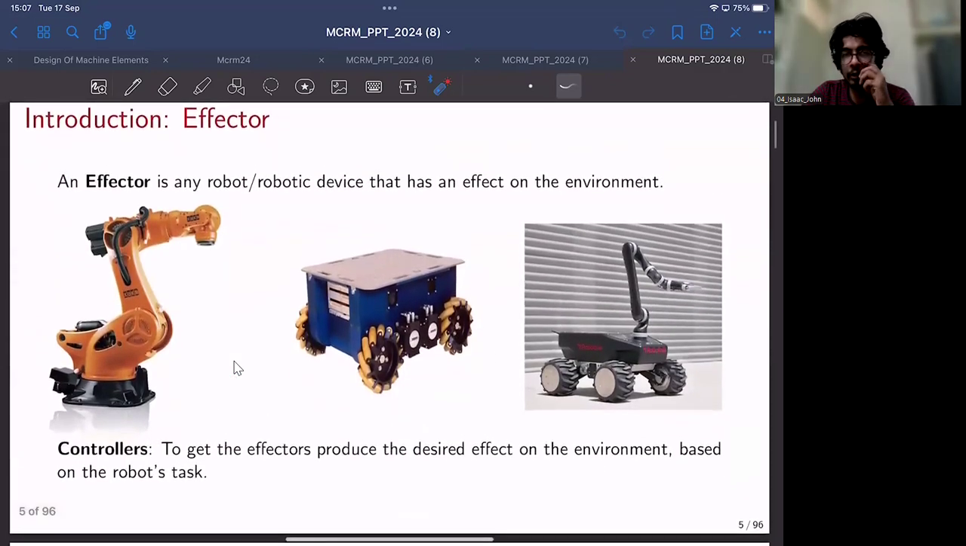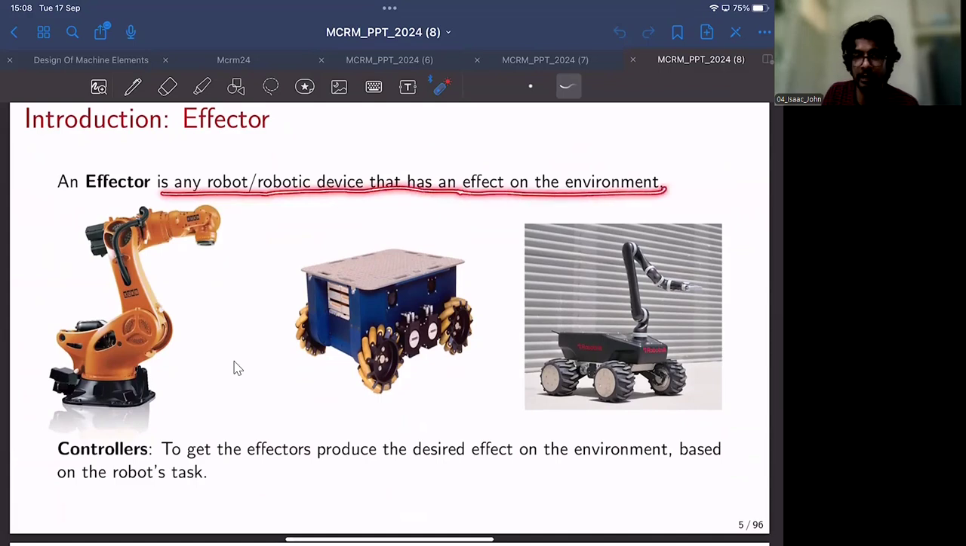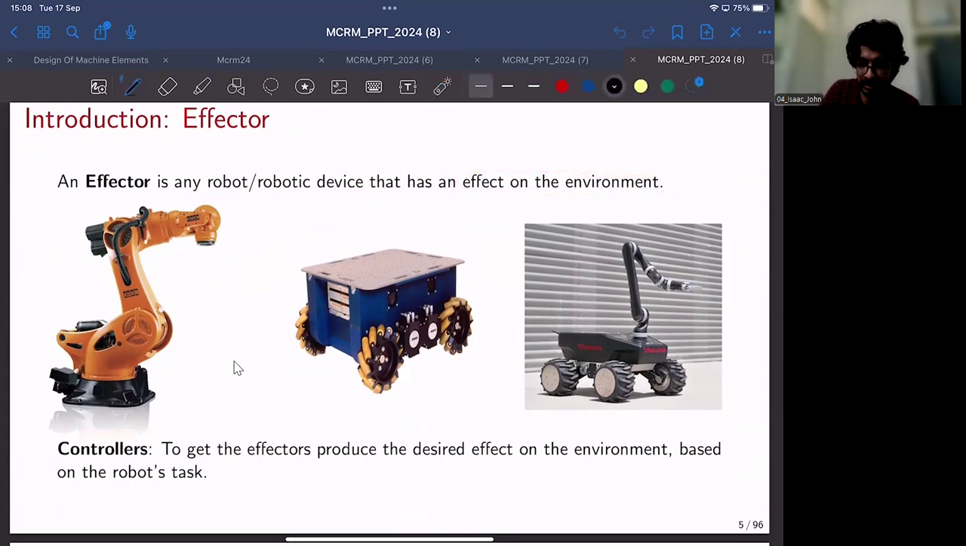And then throughout the course, we use a term called effector or end effector. So just to clarify what an effector is, an effector is any robot or a robotic device that has an effect on the environment. So this effect can be different phenomena. In case of a robotic manipulator, as you can see on the left-hand side, this one, it's a typical robotic manipulator. In case of a manipulator, the effect on the environment would be the motion of the objects within its workspace.